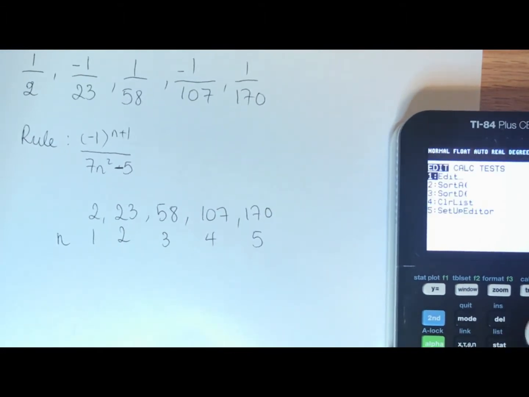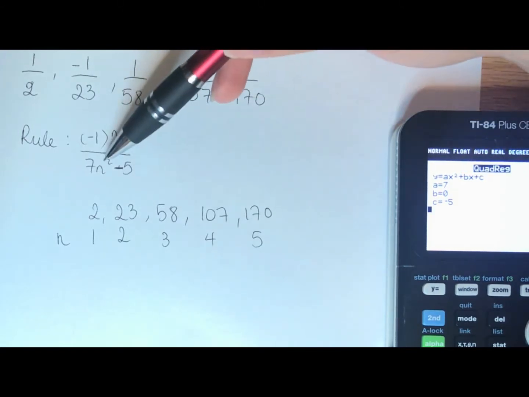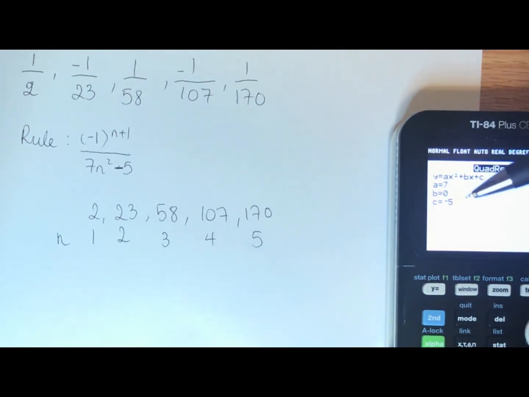we're gonna go back to Start, Edit. I'll change the Y or the L2: 2, 23, 58, 107, and 170. Then you go back to Start, Calculate, Quadratic Regression. So it tells you that A is 7, so we have 7n squared. We don't have B, but we have -5 for C. And that is what we found in the last video.